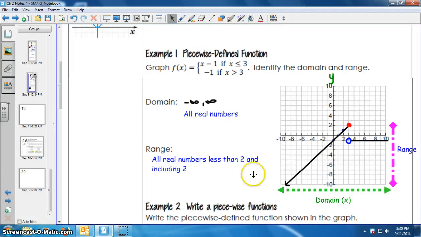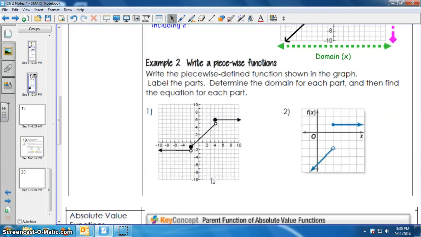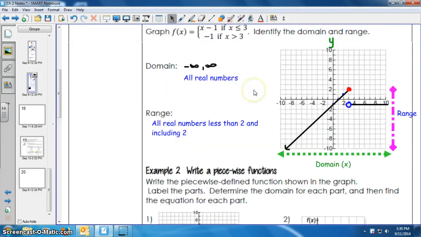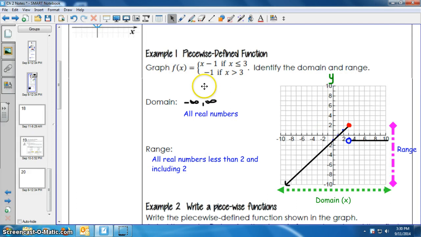Alrighty, so we have our domain and our range listed. Let's go ahead and go the opposite direction of writing a piecewise function from the graph. So we're going to do very similar to what this looks like here.